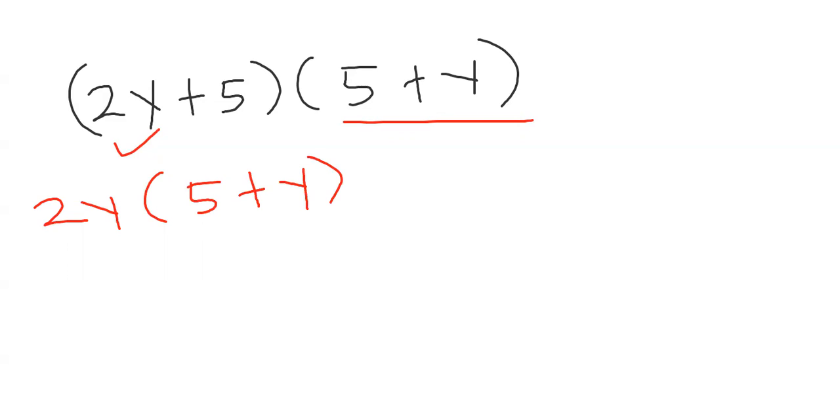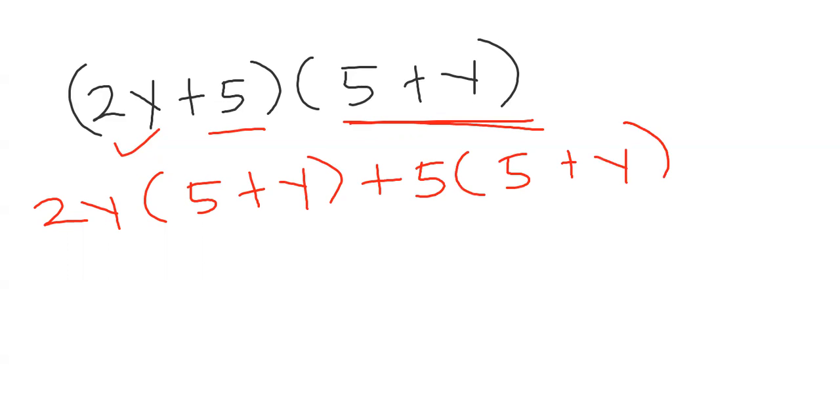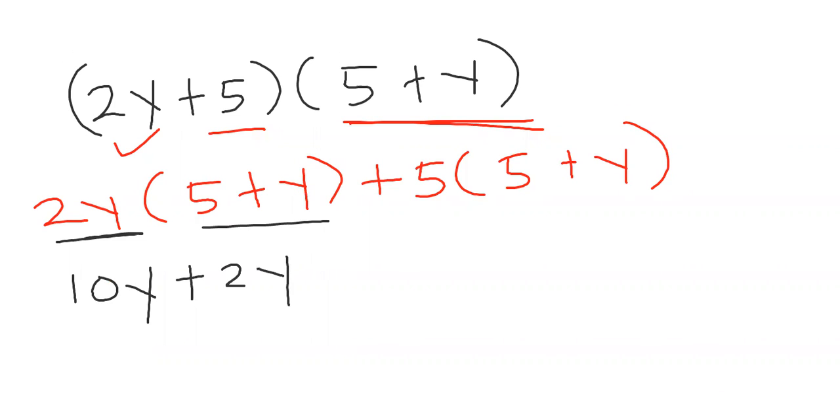Then from there, we take the 5 and multiply it by 5 plus y as well. Then remove your brackets. And removing our brackets, we know that the 2y multiplies everything that is inside the brackets. So we have 2y times 5, it gives us 10y. 2y times y, it gives us 2y squared.